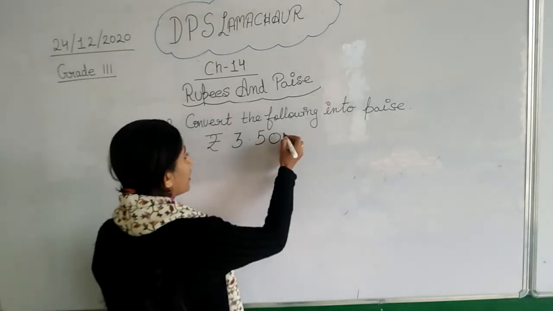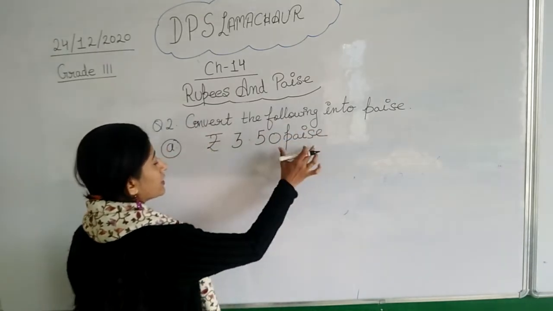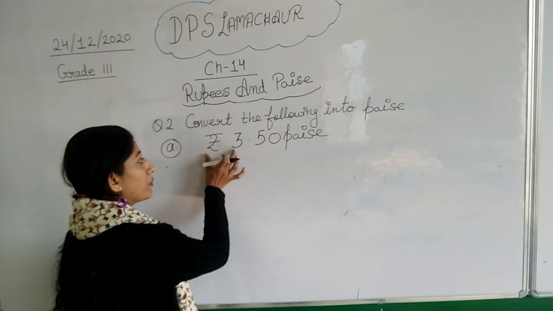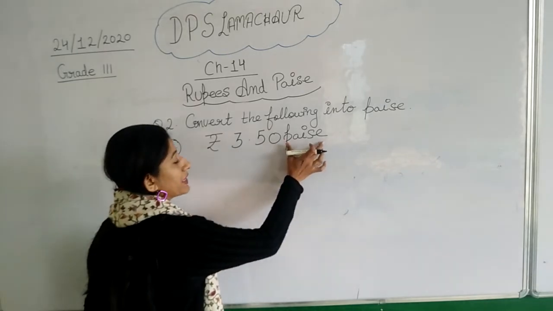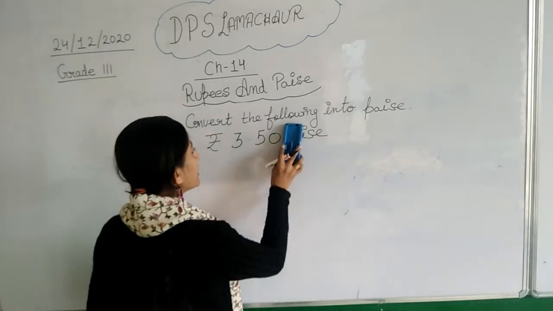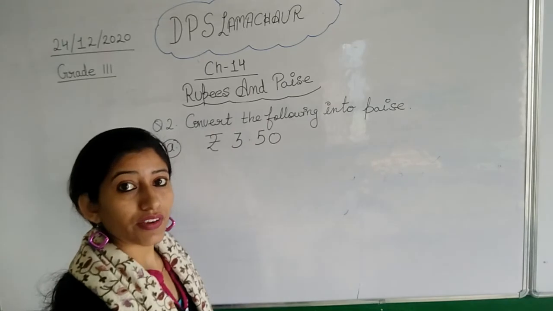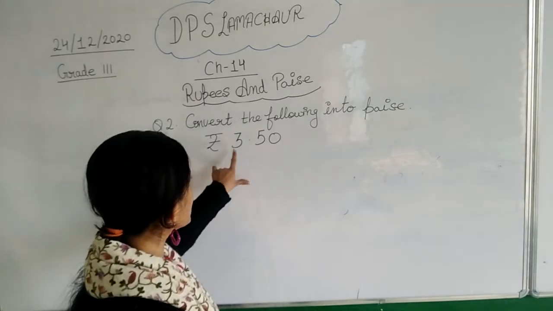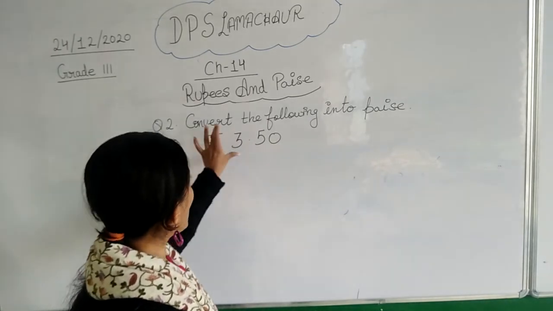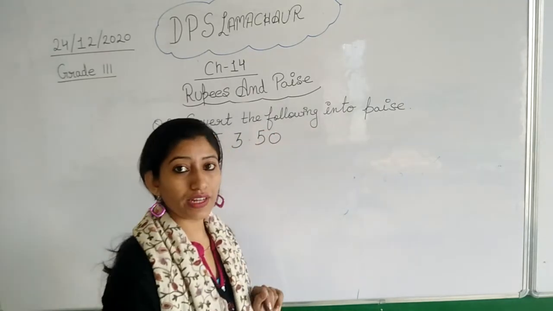Suppose it is given rupees 3.50 and you have to convert this whole. Either you can write simply rupees 3.50. आप पैसे नहीं भी लिखेंगे तो भी it is okay because after the point the number that is written is representing paise only. Okay. So suppose the given number is rupees 3.50. Now you have to convert this into paise. So how will you convert?